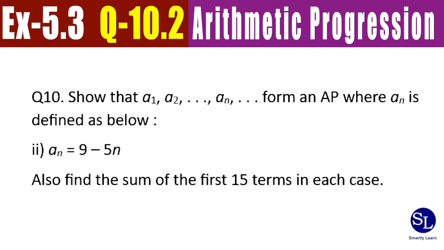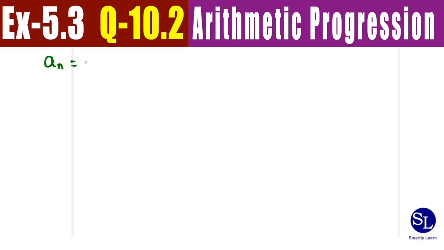So, let's write down the expression for AN that they have given. AN is equal to 9 minus 5N. Let's start generating the different terms for this. A1 can be written as 9 minus 5 into 1. So this is 9 minus 5, 4. So the first term is 4.